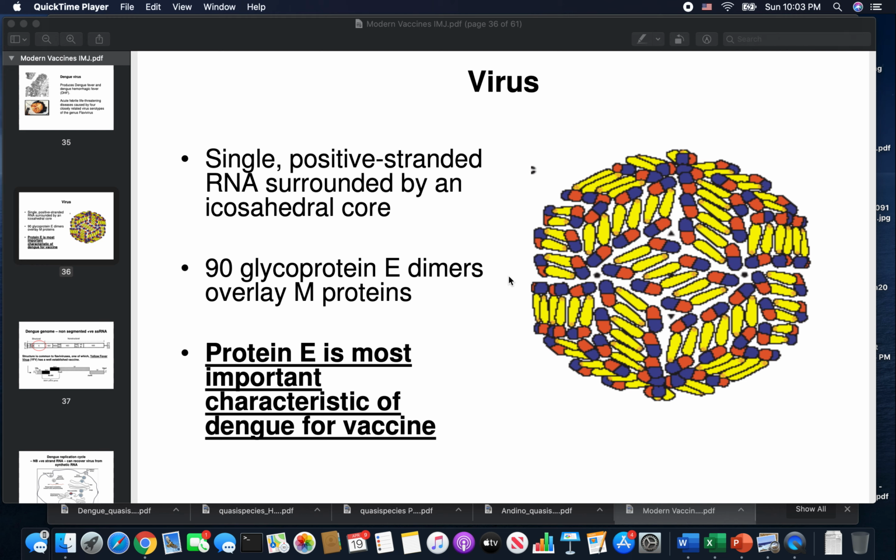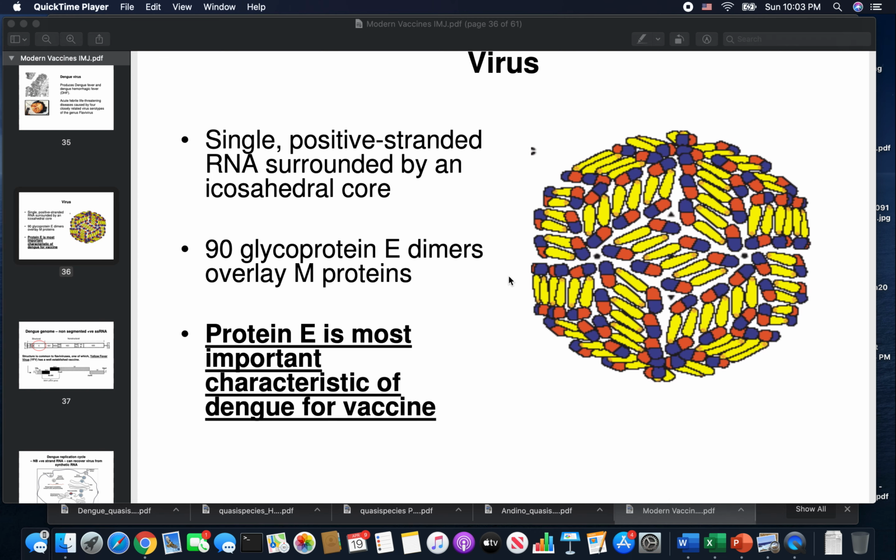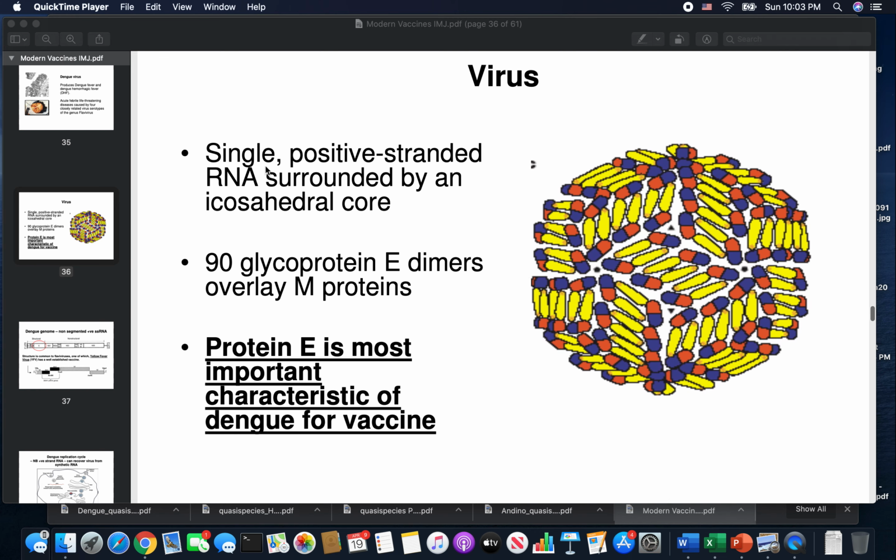So if you look at the virus itself, this is the flavivirus that's going to cause dengue fever. And it's going to have a single-stranded positive sense RNA genome, just the one piece. And it's actually going to encode for only one gene. That one gene is going to encode a polyprotein that's going to be chopped up into the smaller pieces that are going to make up the rest of the virion.